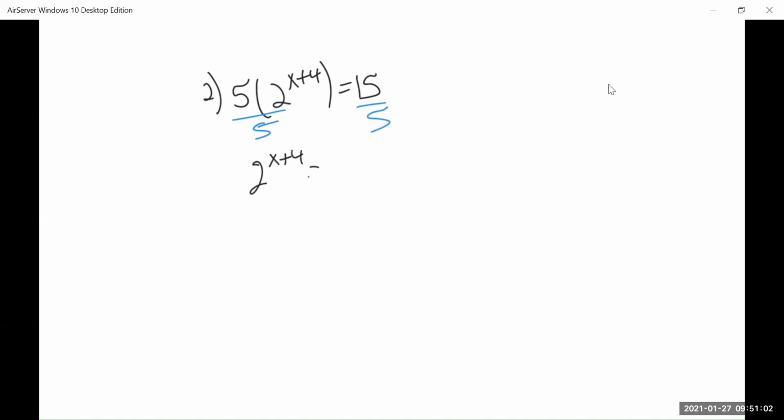So let's look at another problem. So what if we have 5 times 2 to the x plus 4 equals 15? Okay, well, our first step is we need to try to isolate the exponential. Well, it's not isolated because it's multiplied by 5. So we're going to divide by 5. So 2 to the x plus 4 equals 15 divided by 5 is 3.